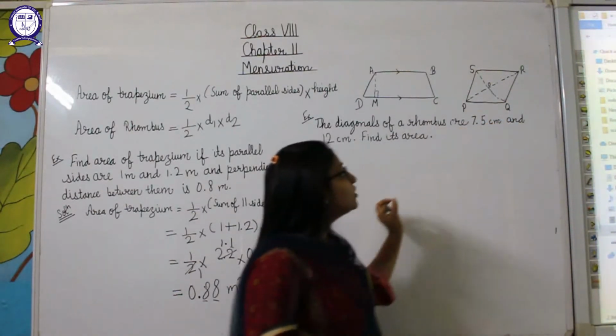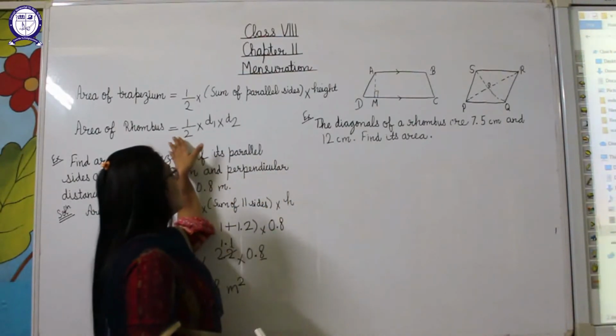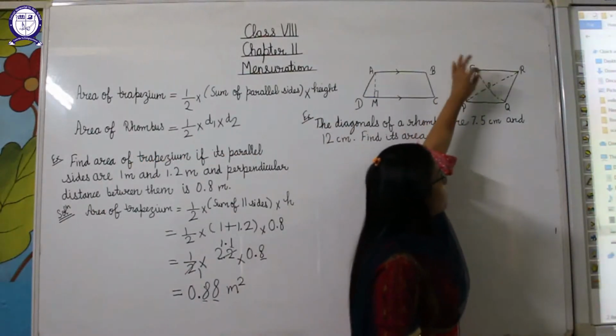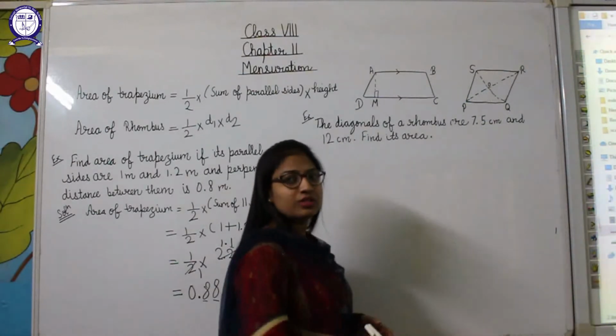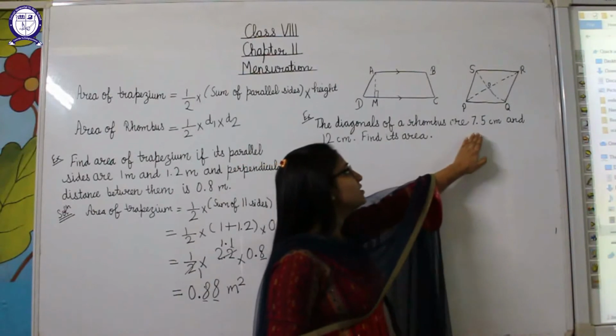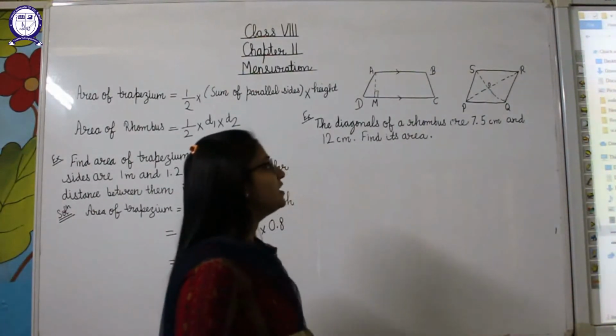Now when you find the area of rhombus, it will be half into D1, means you have to multiply PR and QS with that, and you will find the area. Now the diagonals of rhombus are given as 7.5 centimeter and 12 centimeter. We have to find its area.